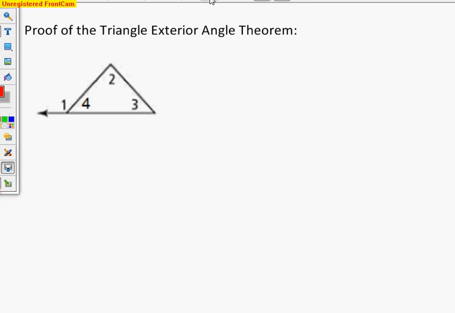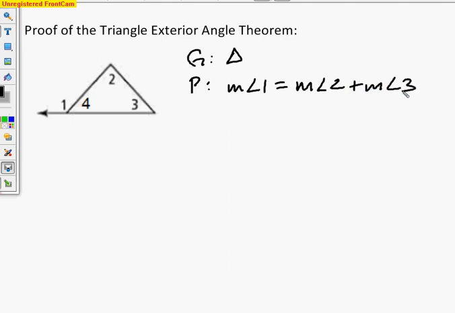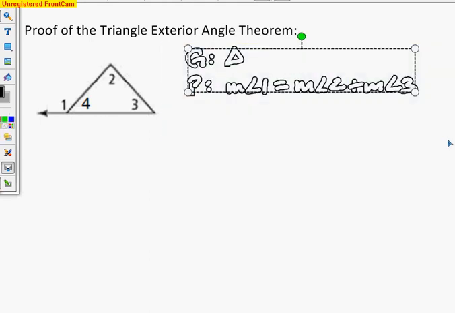So here's the picture, and again the given is a triangle. Prove the measure of angle 1 is equal to the measure of angle 2 plus the measure of angle 3. Okay, so let's create our statements and reasons.